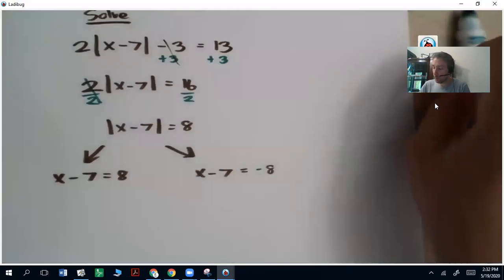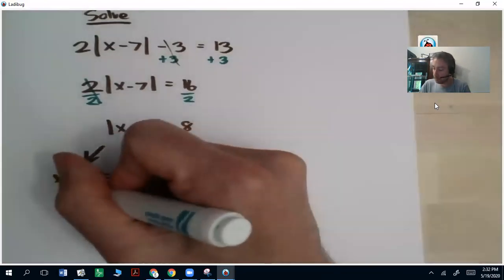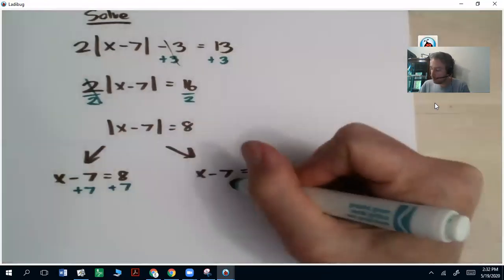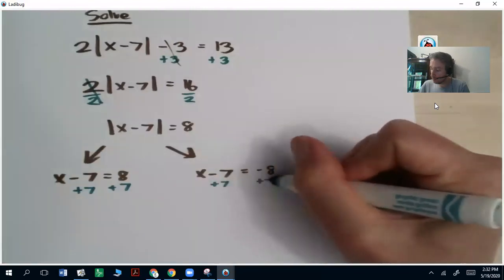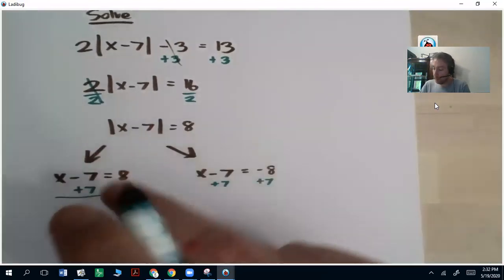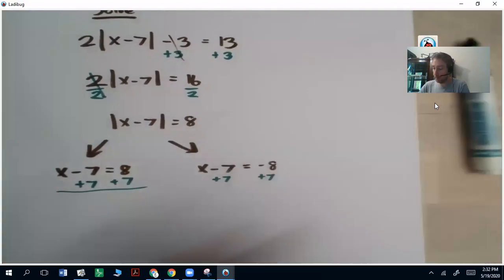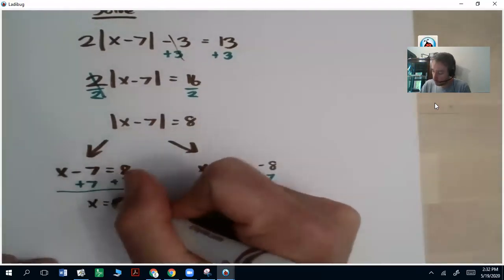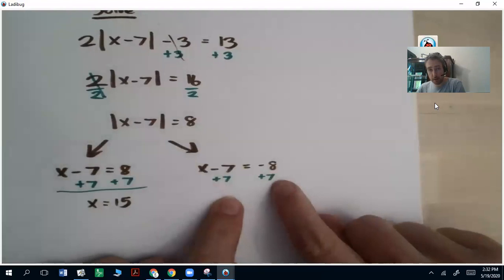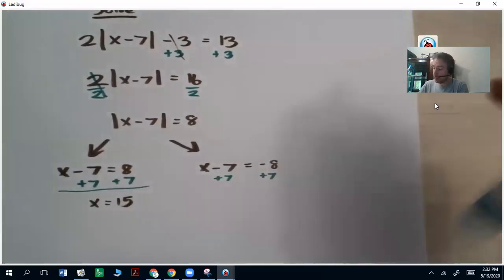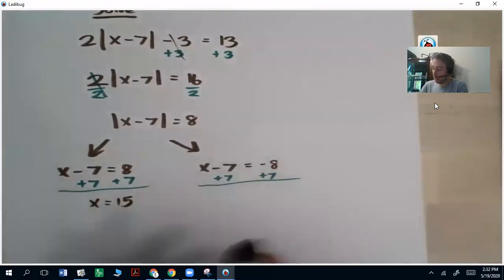So to solve that, we're going to add 7 to both sides. That gives me on this equation 8 plus 7, which is 15. And that gives me on this equation -8 plus 7, which is -1.